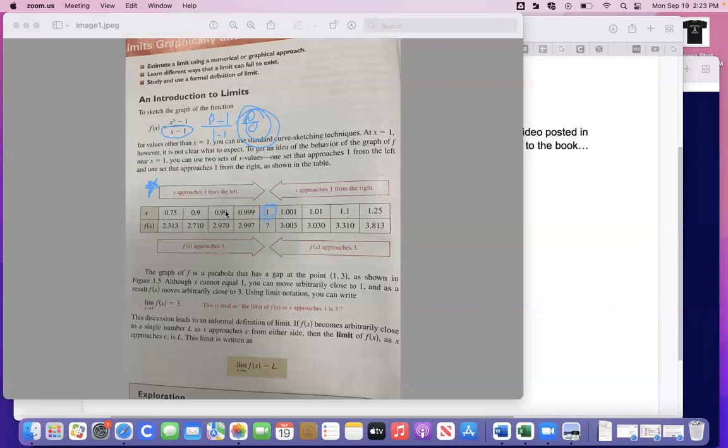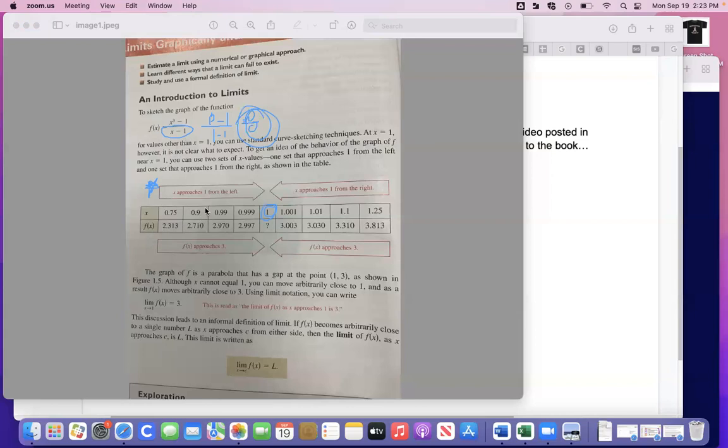The values they picked as x are getting very, very close to 1, but never hitting 1. So 0.9 is really close to 1, right? And 0.99 is even closer, and 0.999 is even closer. So if we were to literally take these numbers, so 0.75, and plug it in, so 0.75 cubed minus 1 divided by 0.75 minus 1, we would get 2.313.